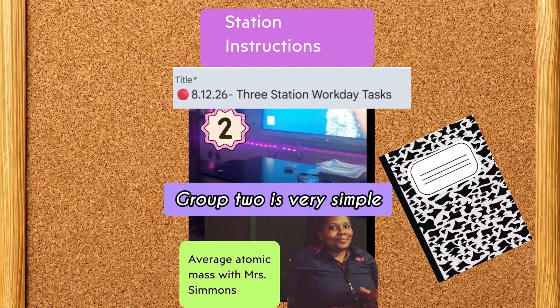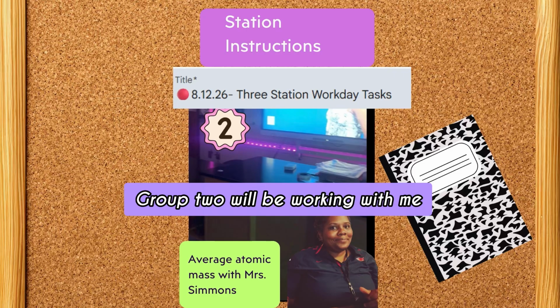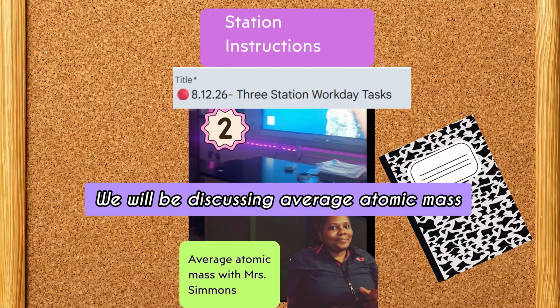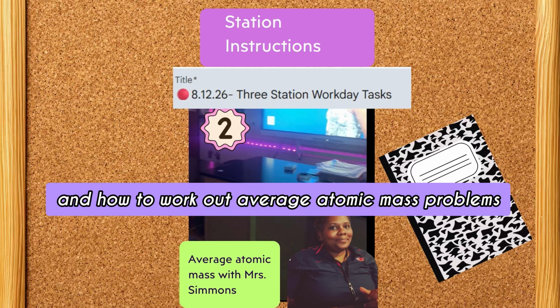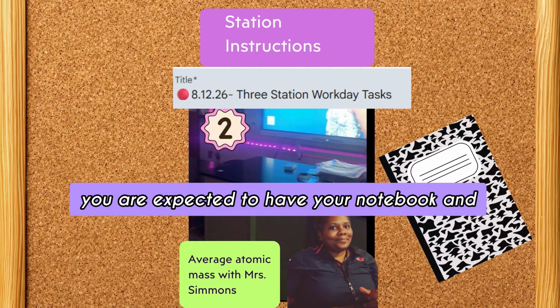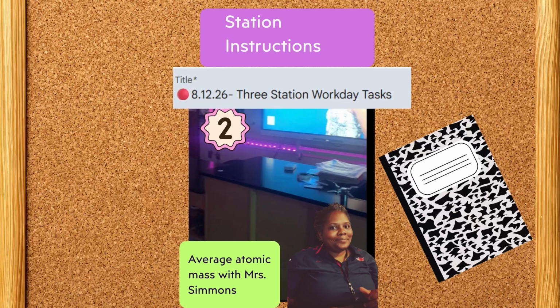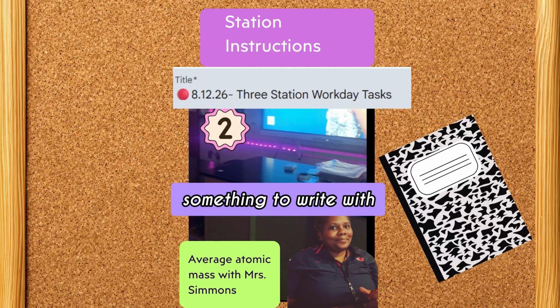Group 2 is very simple. Group 2 will be working with me. We will be discussing average atomic mass and how to work out average atomic mass problems. When you are in this station, you are expected to have your notebook and something to write with.